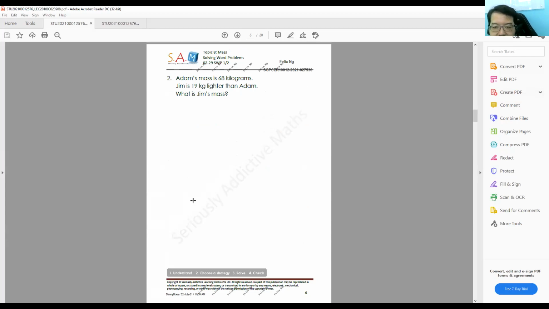Adam's mass is 68 kilograms. Jim is 19 kilograms lighter than Adam. What is Jim's mass? So this is the question that I'd like you all to do. Again, please draw the model. Decide, should it be stacked or single row? Now please press pause. When you are done with the questions, you may continue playing to find out what the answer is. All right, please pause now.